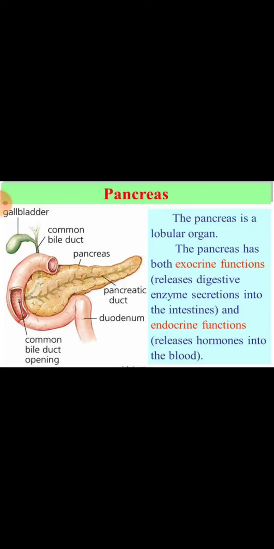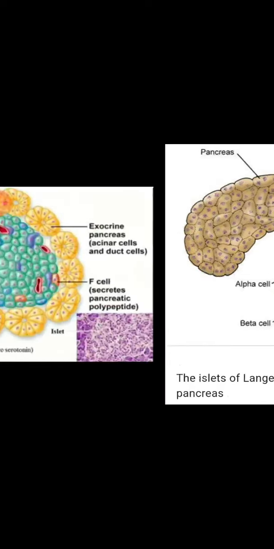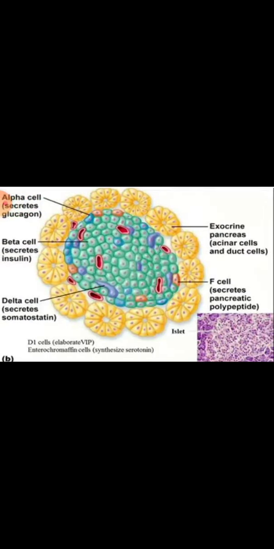Its exocrine function is to help in digestion by the pancreatic enzymes or the digestive juices. Its endocrine function is to regulate blood sugar level by the hormones. The cells of pancreas that secrete hormones are collectively known as islets of Langerhans. They secrete the hormones insulin and glucagon. Both insulin and glucagon regulate the blood sugar level.